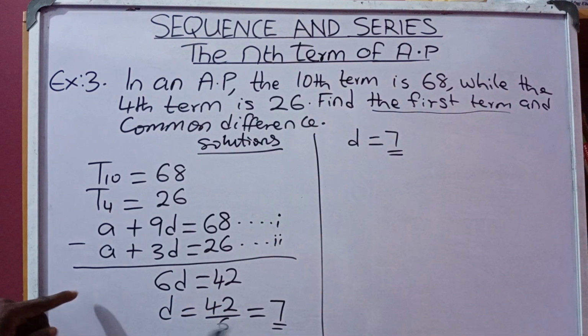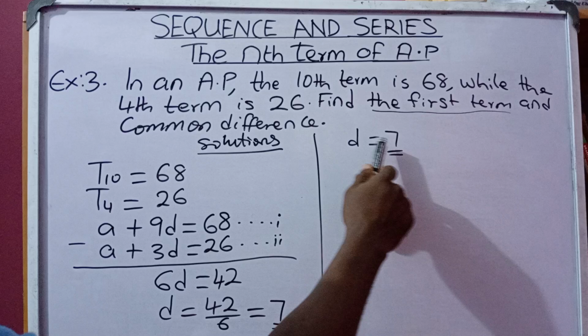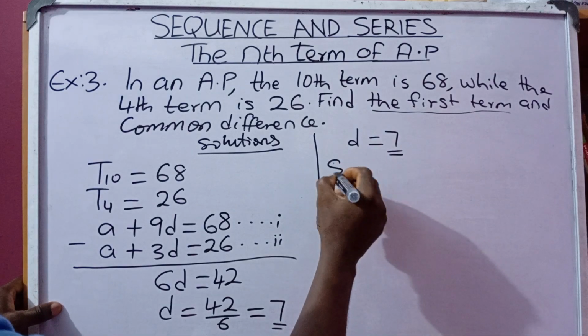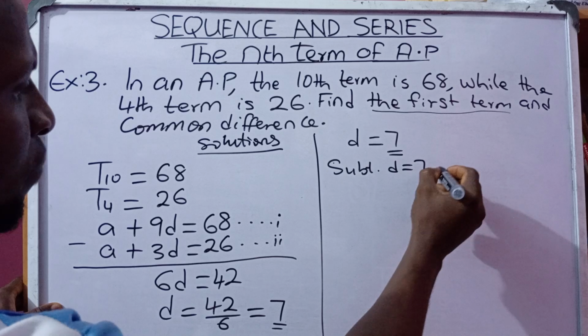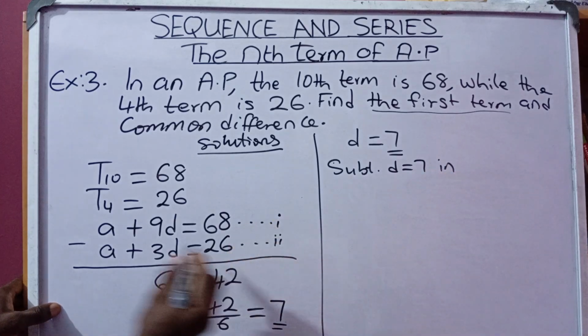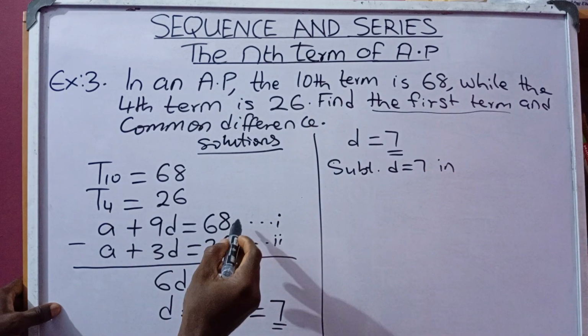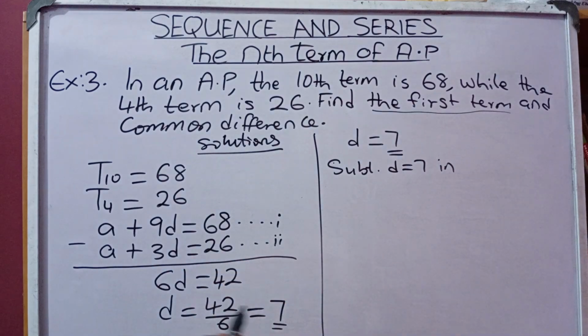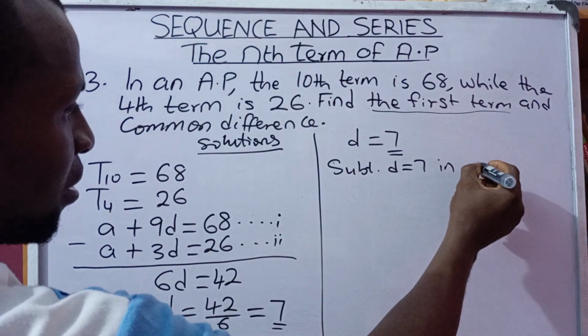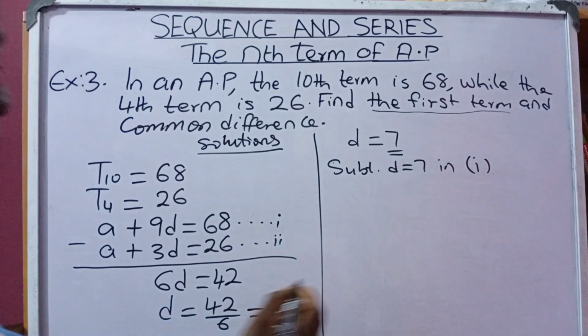To get the first term, we now substitute the value of D that we've got here. We say substitute D equal to 7 in any of the equations. We can substitute the value in equation 1, or we can substitute the value in equation 2. Whichever way we do it, we get the same answer. So let's substitute in equation 1.